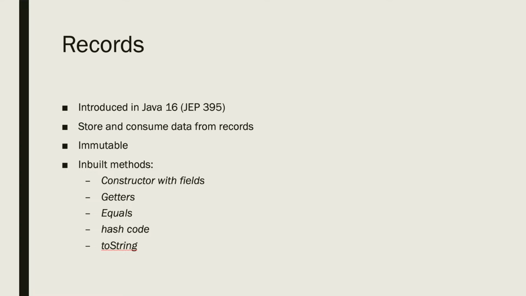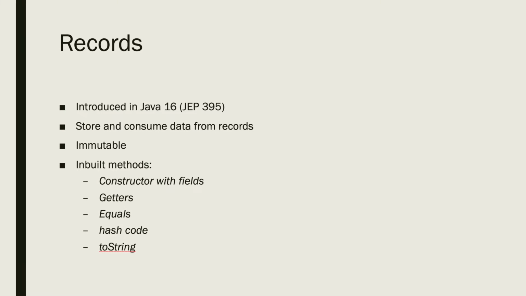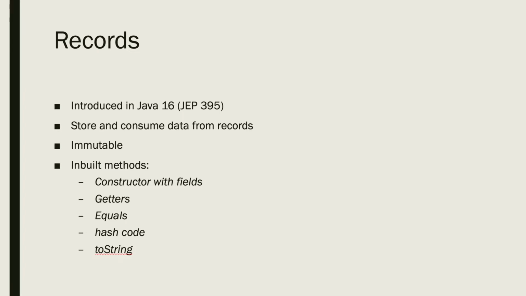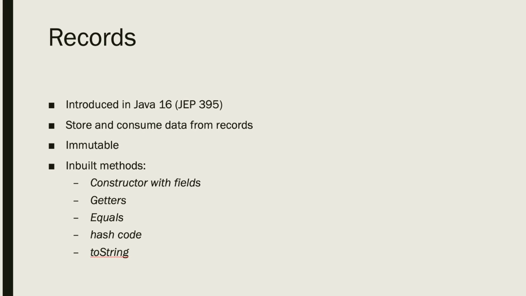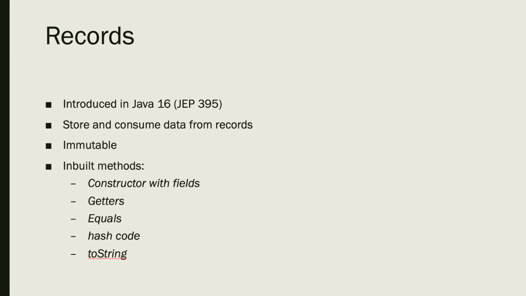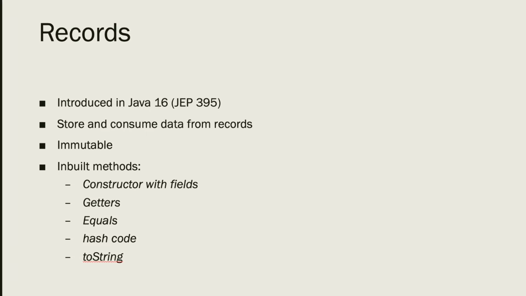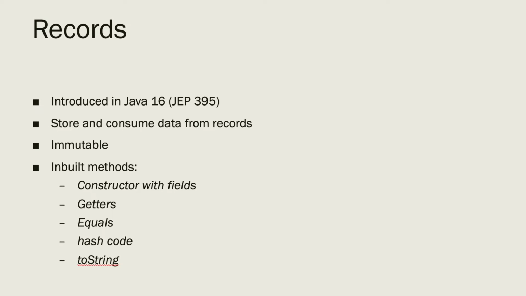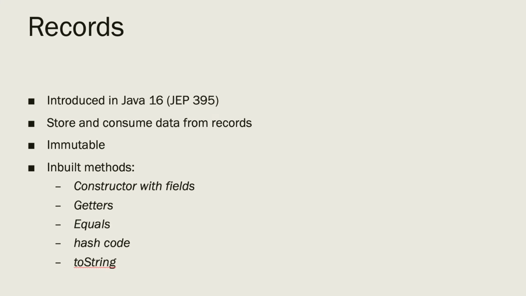Records allow you to store data from a DB or CSV or from different sources, and these records are immutable. That means once you create the record, you won't be able to change the data. We will not be able to modify the data. And records have some inbuilt methods: constructors with fields, getters, equals method, hashCode, and toString. We will go through the details in the demo in this course.